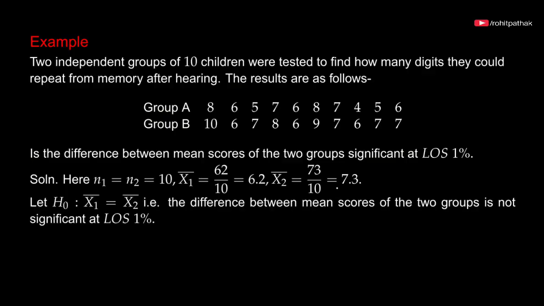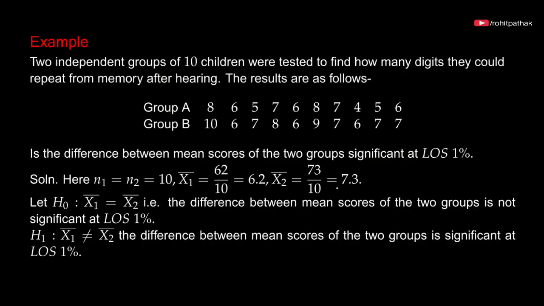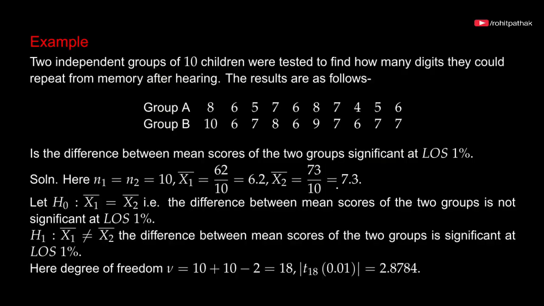So H0 we set as x1 bar equal to x2 bar. That means the difference between the mean scores of two groups is not significant at level of significance 1%. That means mean scores are the same. And in H1 we assume that mean scores are different. So here we are not interested in which one is greater or which one is smaller, but only that they are not equal. Degrees of freedom will be 2n minus 2, that means 20 minus 2, which is 18.